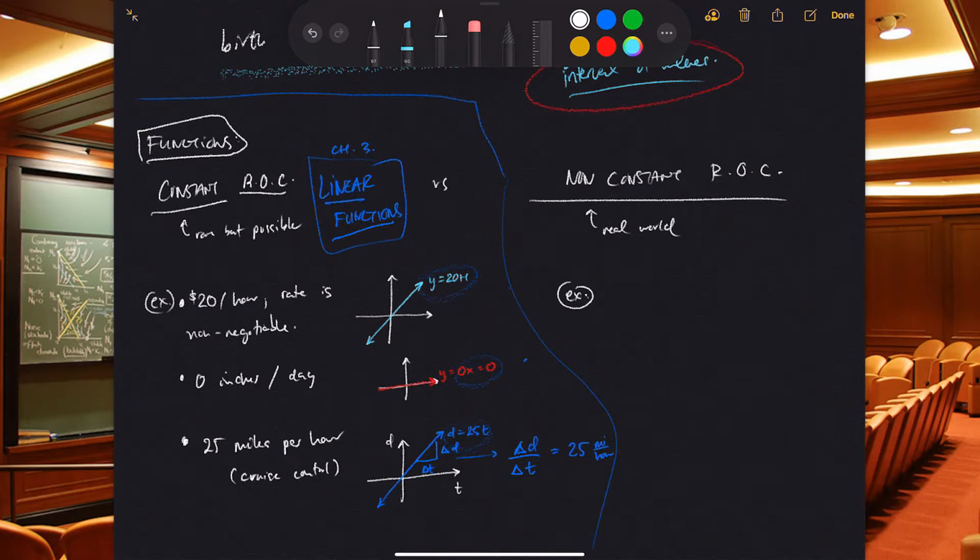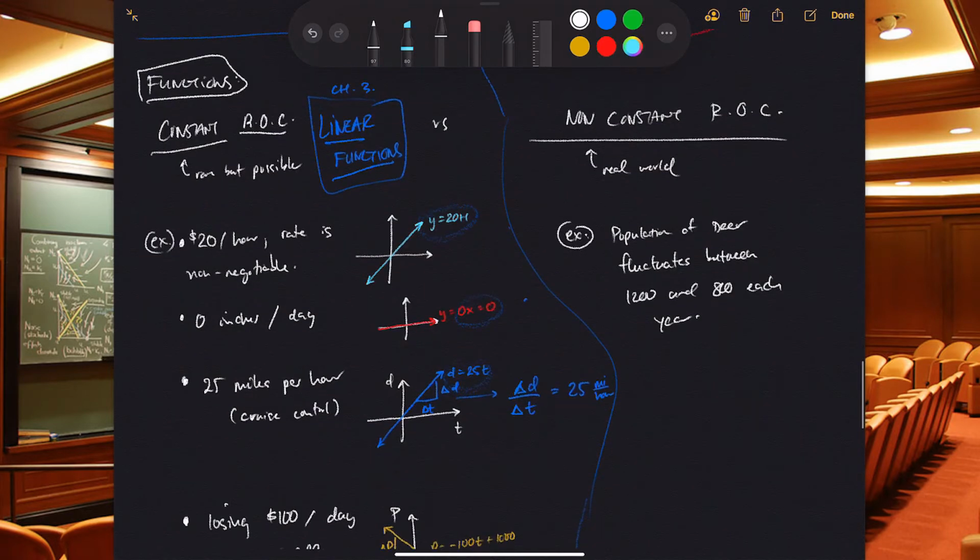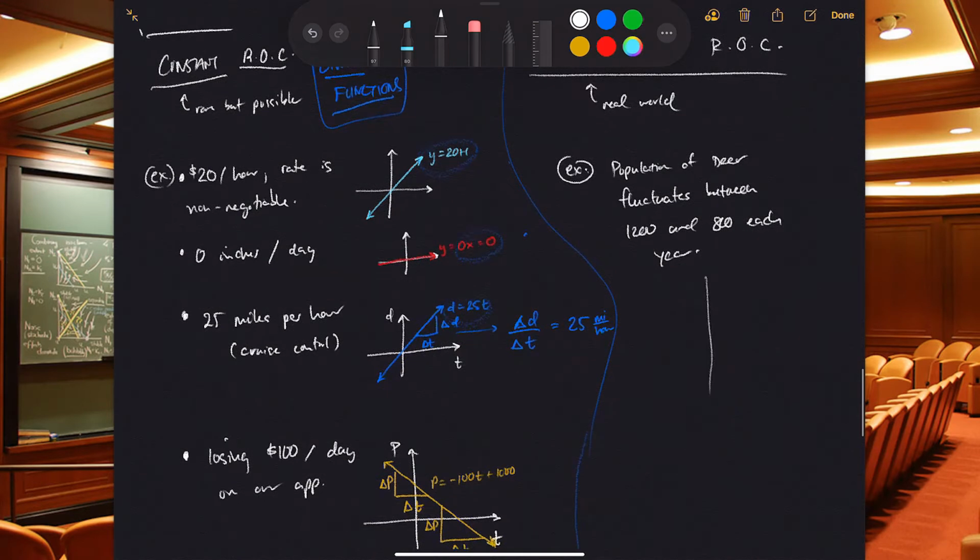Some examples of that. Population of deer fluctuates between 1,200 and 800 each year in an area. How would this look as a graph? Might look something like this. And so, how does this differ from the other graphs we saw?